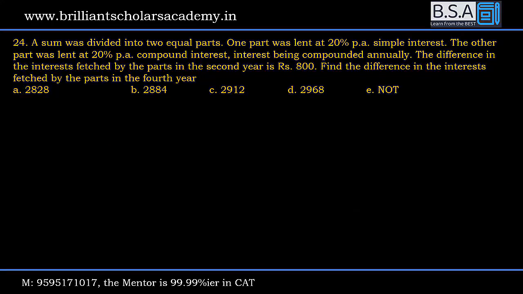A sum was divided into two equal parts. One part was lent at 20% per annum, simple interest. The other was lent at 20% compound interest being compounded annually. The difference in the interest paid by the parts in second year is rupees 800. Find the difference in the interest fetched in the fourth year.